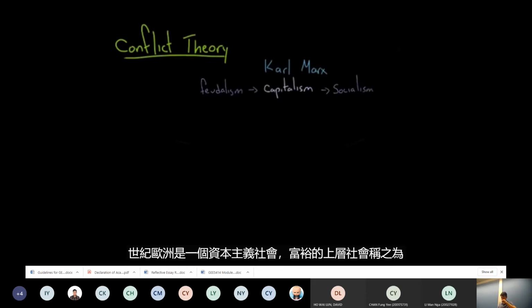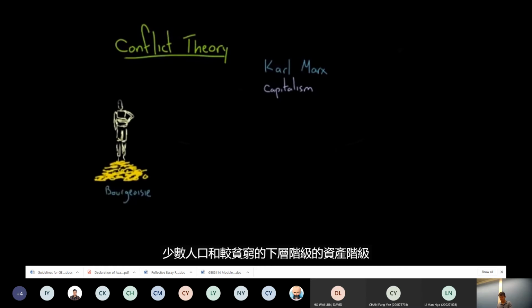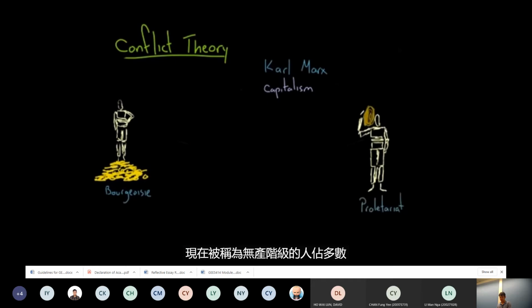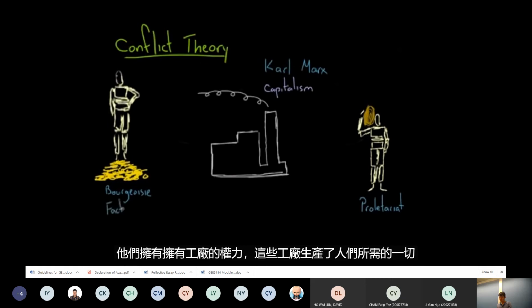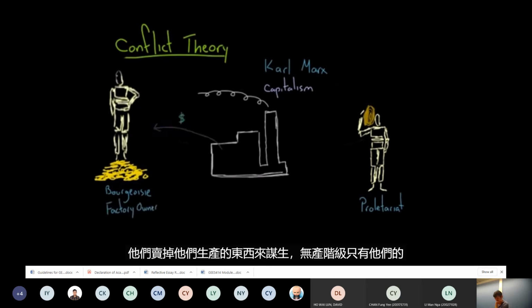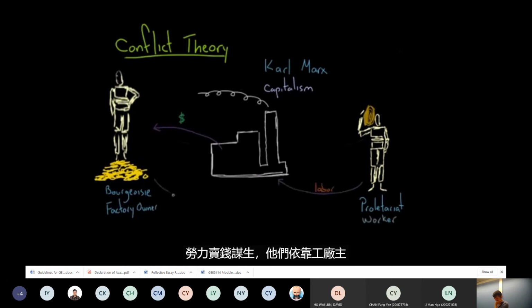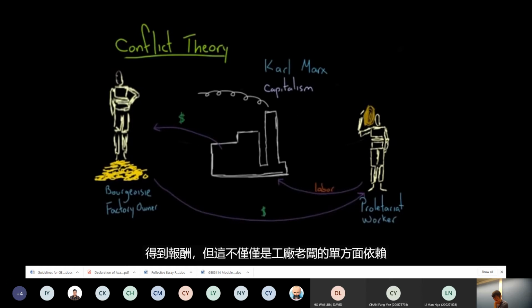19th century Europe was a capitalist society, where the rich upper class, called the bourgeoisie, were a minority of the population, and the poor lower class, called the proletariat, were the majority. Now you might think that the majority would have more sway over the society, but it was actually the bourgeoisie that had the power. They owned the factories that produced everything people needed, and they sold what they produced to earn a living. The proletariat only had their labor to sell to make a living, and they were dependent on the factory owners to get paid.